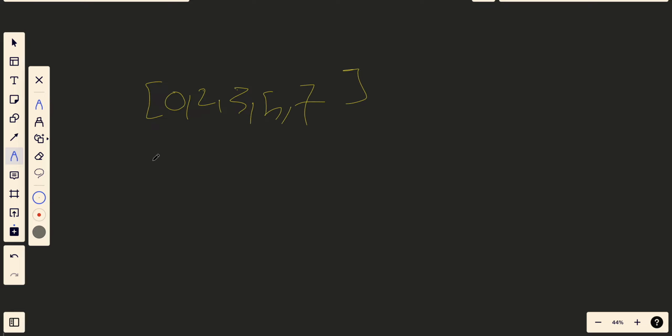This is a sorted array, and maybe we want to find the target 5, for example. There is a way that we could solve it: just looping through each element and comparing each element with the target. Does 0 equal 5? No. Does 2 equal 5? No. Does 3 equal 5? No. Does 5 equal 5? Yes. Return 5. And this takes time complexity of O of n.